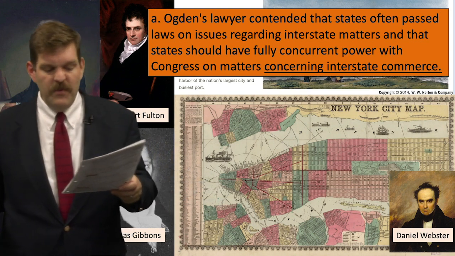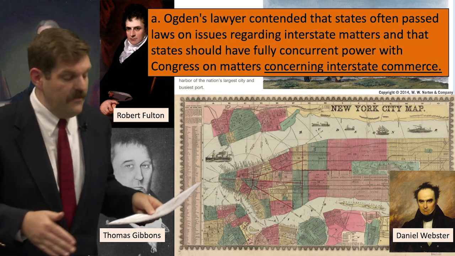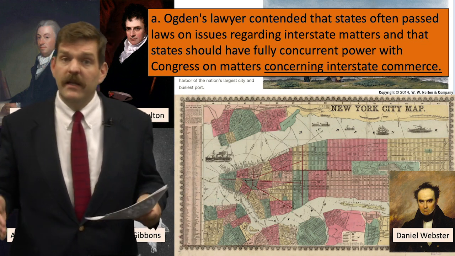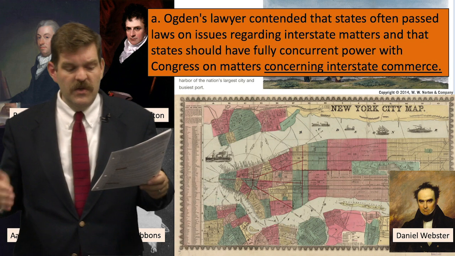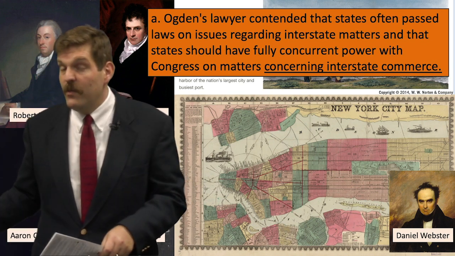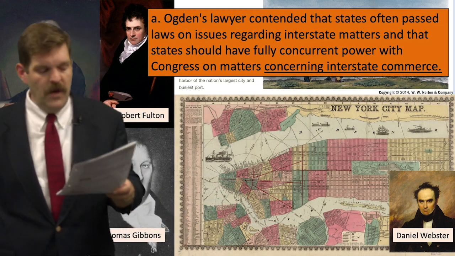So he appeals up to the Supreme Court, arguing, just like he did in the state of New York, that the monopoly conflicted with federal law. Now, Congress has the right to regulate interstate commerce. That's in the Constitution. So the Supreme Court ruled in favor of Gibbons and overturned what had been the Ogden win in New York, and the federal Supreme Court argues in favor of Gibbons.